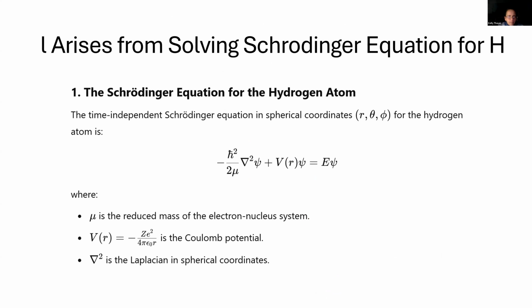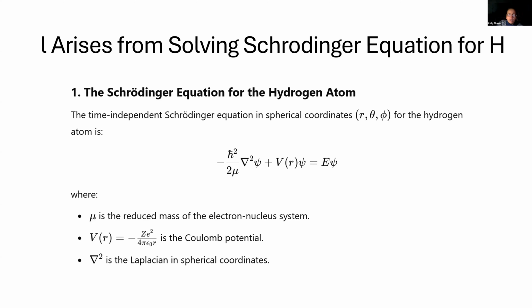Where did L come from? It arises from solving the Schrödinger equation. The Schrödinger equation for the hydrogen atom is not something we solve by hand, but you can understand what's going on here. Just like we had before, it has some kind of a Hamiltonian, some equation about how things are going to be moving.